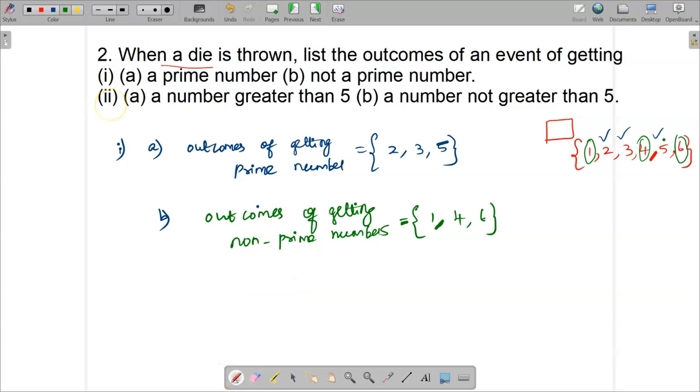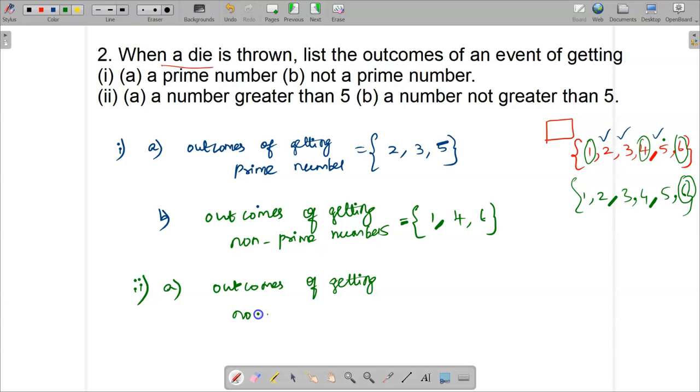And then the second subdivision, under that I have option A, a number greater than 5. These are all the outcomes, 1, 2, 3, 4, 5, 6. Out of this, which number is greater than 5? Definitely it is 6. So the outcome of getting a number greater than 5 is only 6.